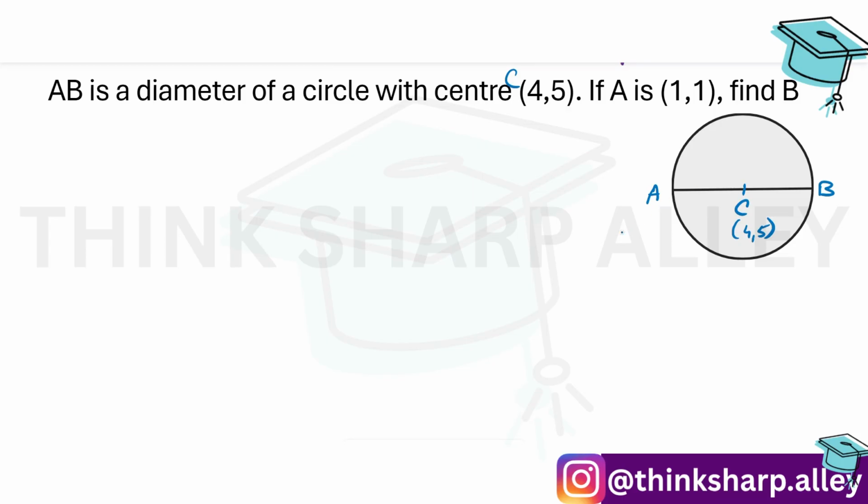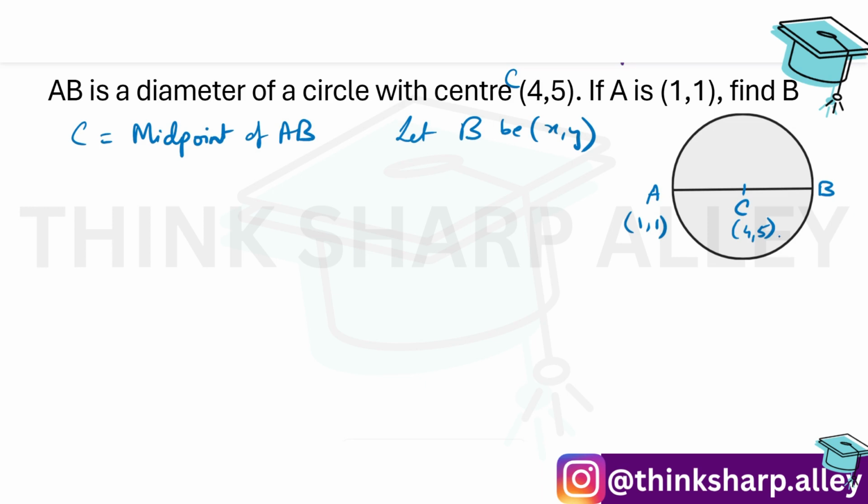So the coordinates are given. A's coordinates are also given. We have to find out B's coordinates. Now C is basically the midpoint of AB, right? Because we know the midpoint of a diameter is the center of the circle. So let us consider the coordinates of B, x, y.